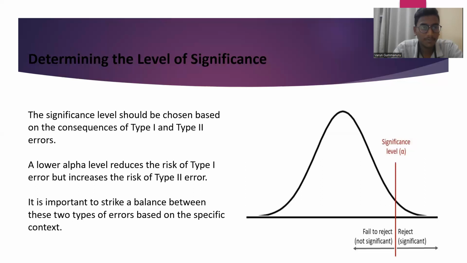Next, we will discuss determining the level of significance. The significance level should be chosen based on the consequences of type 1 and type 2 errors. A lower alpha level reduces the risk of type 1 error but increases the risk of type 2 error. It is important to strike a balance between these two types of errors based on the specific context.